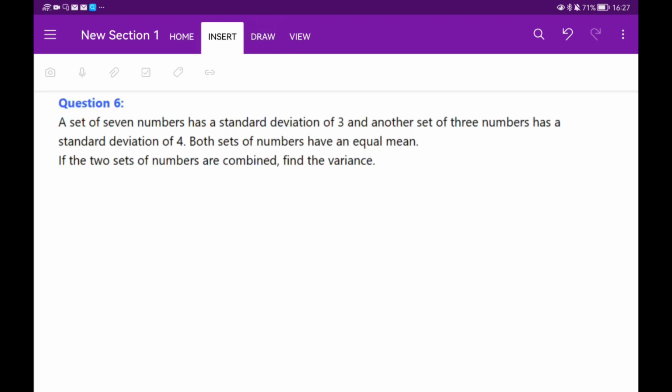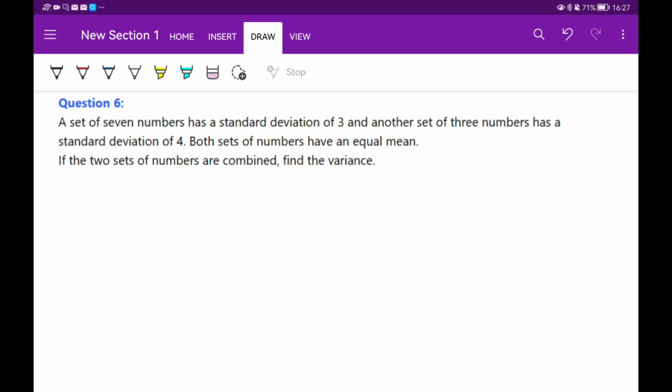So we move on with question 6. A set of 7 numbers has a standard deviation of 3, and another set of 3 numbers has a standard deviation of 4. Both sets have an equal mean. If the two sets of numbers are combined, find the variance.